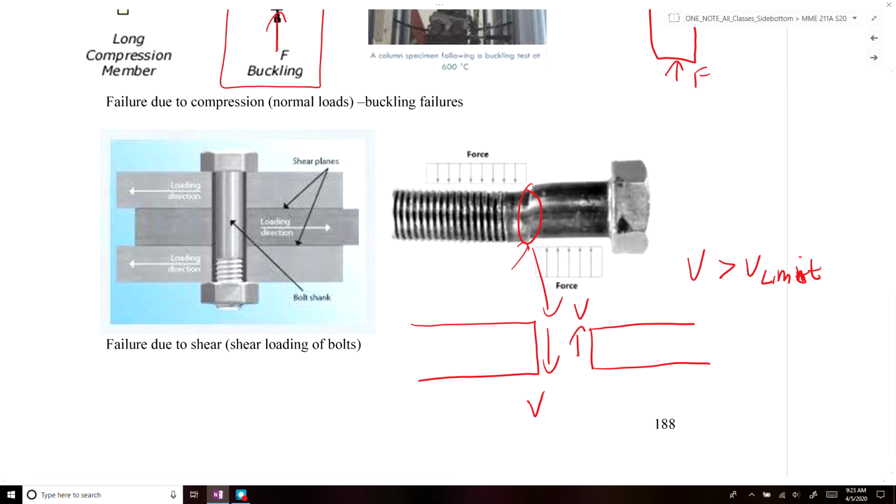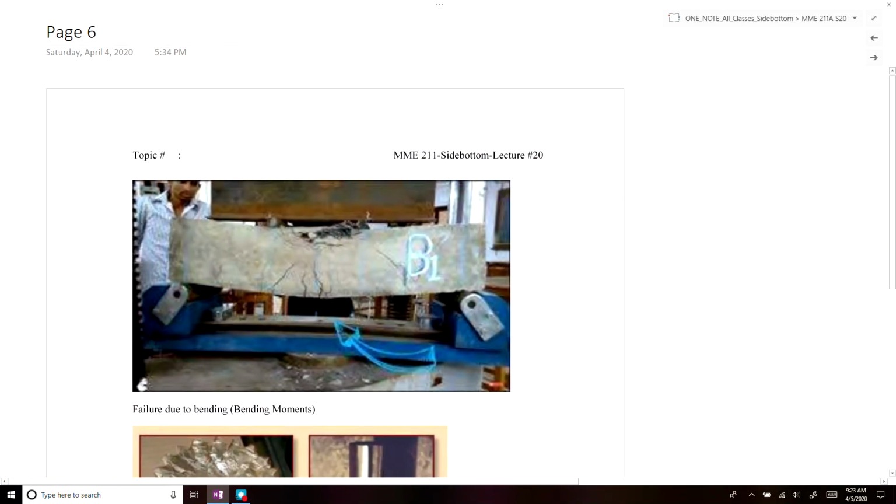And then the last two failure mechanisms are due to bending or torsion. So we're going to go to the next page. If you have a beam here, and this is a concrete beam, and it has an external load being applied to the structure, what ends up happening is it develops a very large moment at the internal surface here.